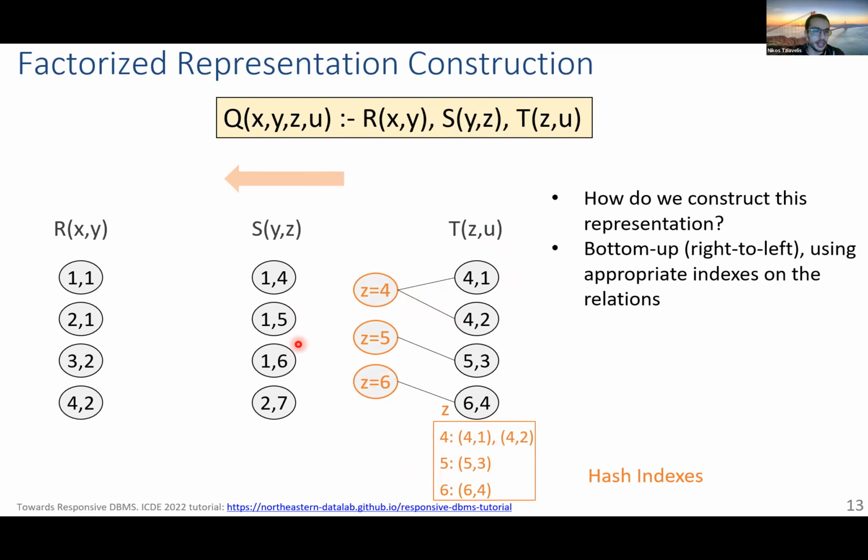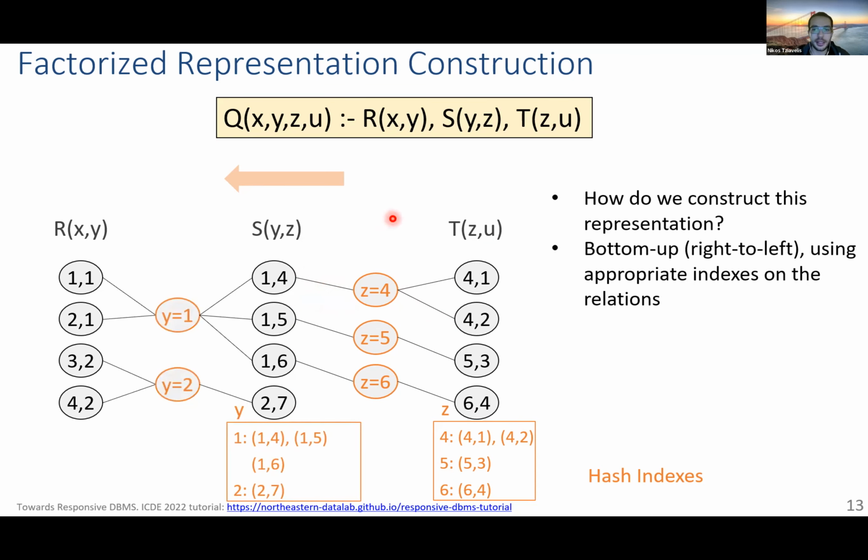Then we scan S, and for each one, we look up in the hash table if there is a match, and we connect them also with those intermediate nodes, and we keep doing this bottom up until we reach the end. So that's how we construct it.